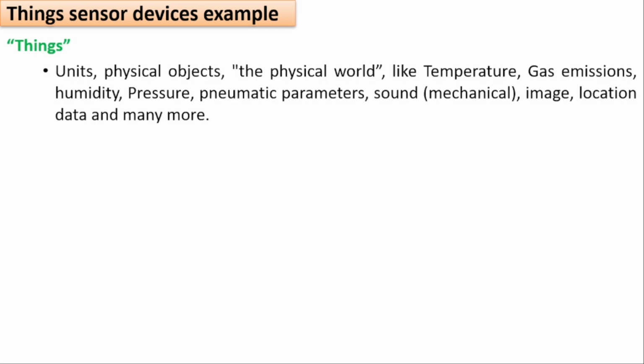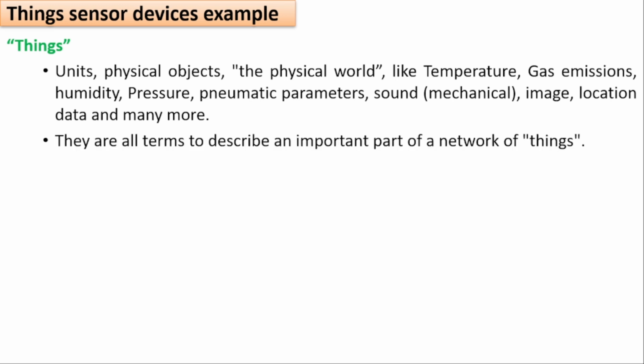Entities, tangible items, and elements constituting the tangible realm, encompassing aspects such as temperature, gas emissions, humidity, pressure, pneumatic measures, mechanical sound, imagery, location data, and various other parameters. These components collectively form a crucial segment within a network of things.